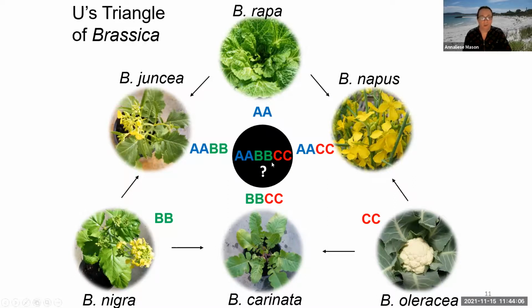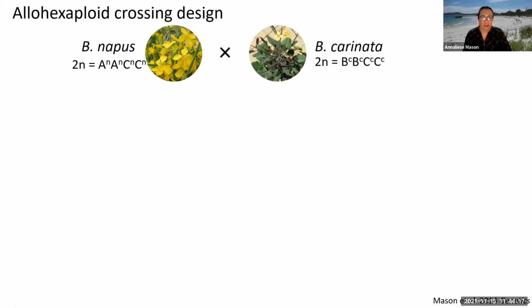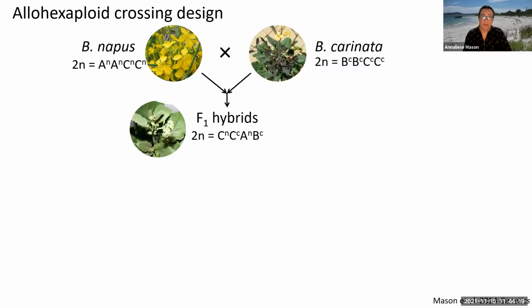So you can make allohexaploids in different ways. You can cross between the diploid and the tetraploid, but we actually had an interesting crossing design which relied on crosses between the allotetraploids. So if you cross between Brassica napus and carinata, then you end up with F1 hybrids, which have a CCAB genome complement. So like our BBAC hybrids in the last experiment.